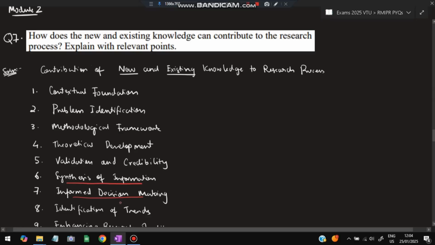Next is informed decision making. Informed decision making means awareness of the past success and failures and keeping that in mind. Okay, keeping the past failures and success in mind and devising a new solution.